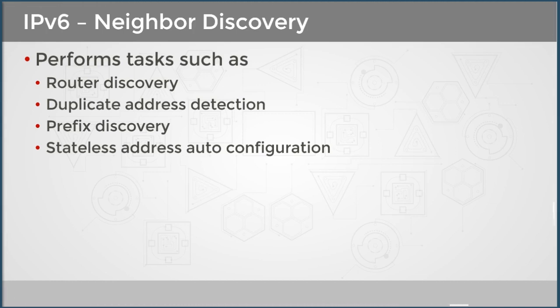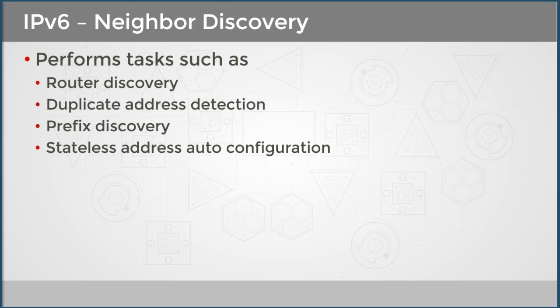So this NDP message type, that's neighbor discovery protocol, includes neighbor advertisement, which is basically saying, "Here I am, I'm advertising to my neighbors, I'm here." Neighbor solicitation is kind of the opposite, saying, "Who's out there?" And router advertisement, again, is the router saying, "Well, here I am."